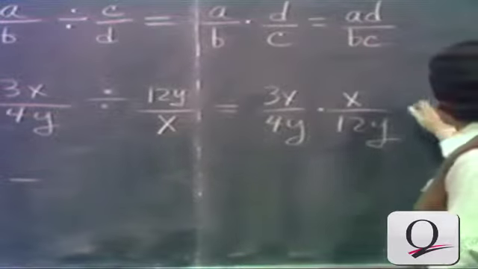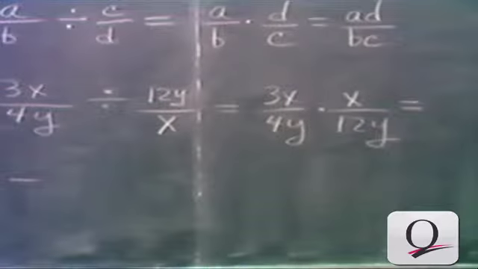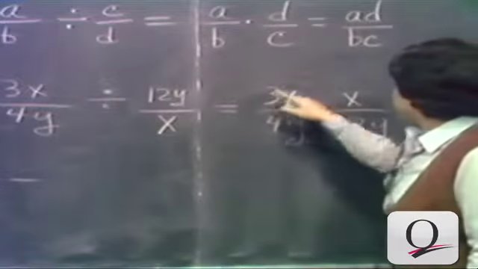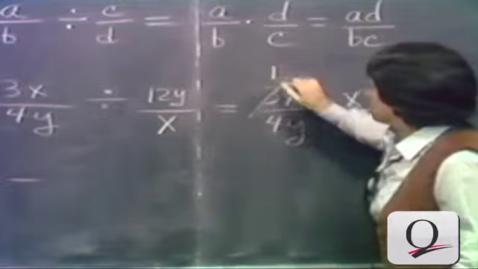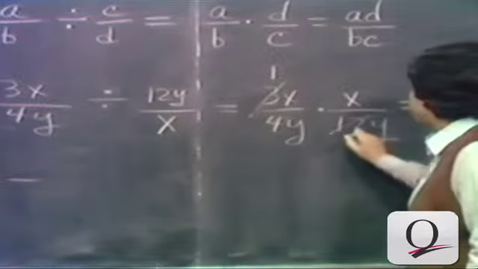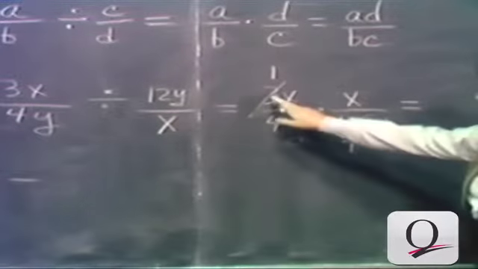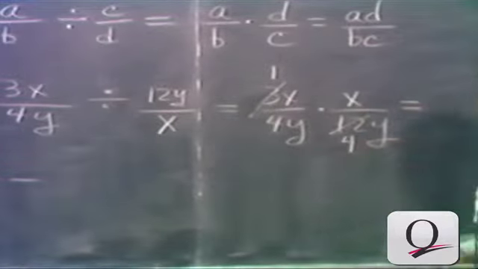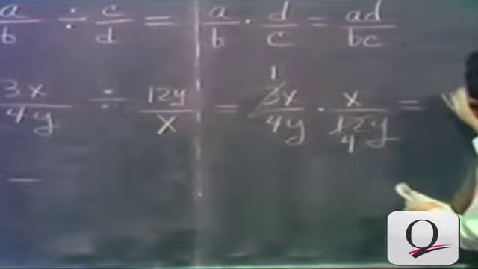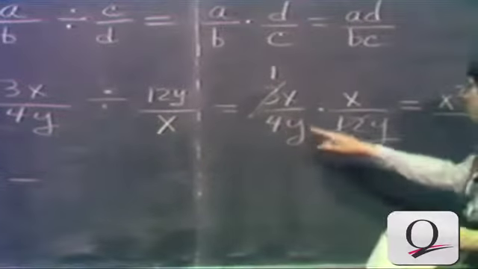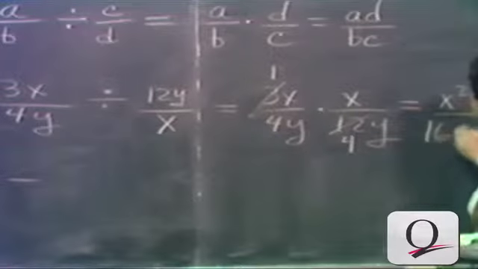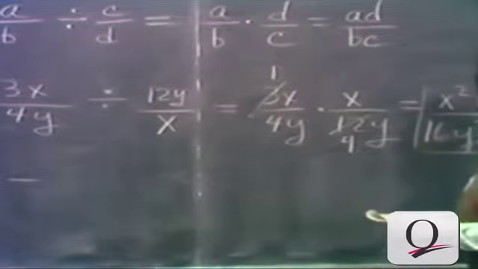All right, let's see what we can do in the way of simplification. You can divide numerator and denominator by 3. 3 divided by 3 gives you 1. 12 divided by 3 gives you 4. Okay, and that's about it. These x's do not cancel anything down here. On the top we have x squared, and on the bottom 4y times 4y, that is 16y squared.